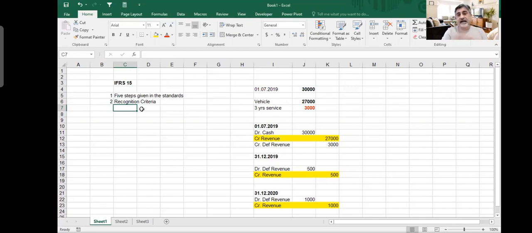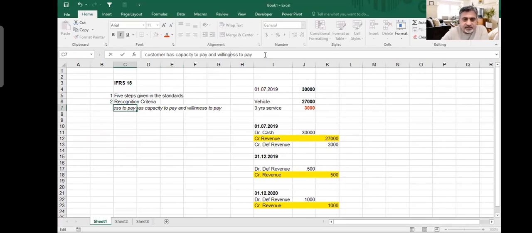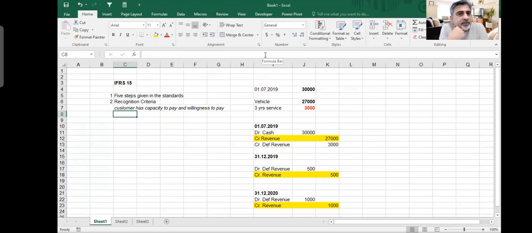Among all other criteria, this is one which is a little bit delicate, and sometimes they try to twist the sentence. So customer has capacity to pay and willingness to pay. These are very important. Among other criteria which you would watch in the lecture, pay attention to this one, because sometimes students do not pay attention to this thing, willingness. So how do you find out the willingness or the capacity?